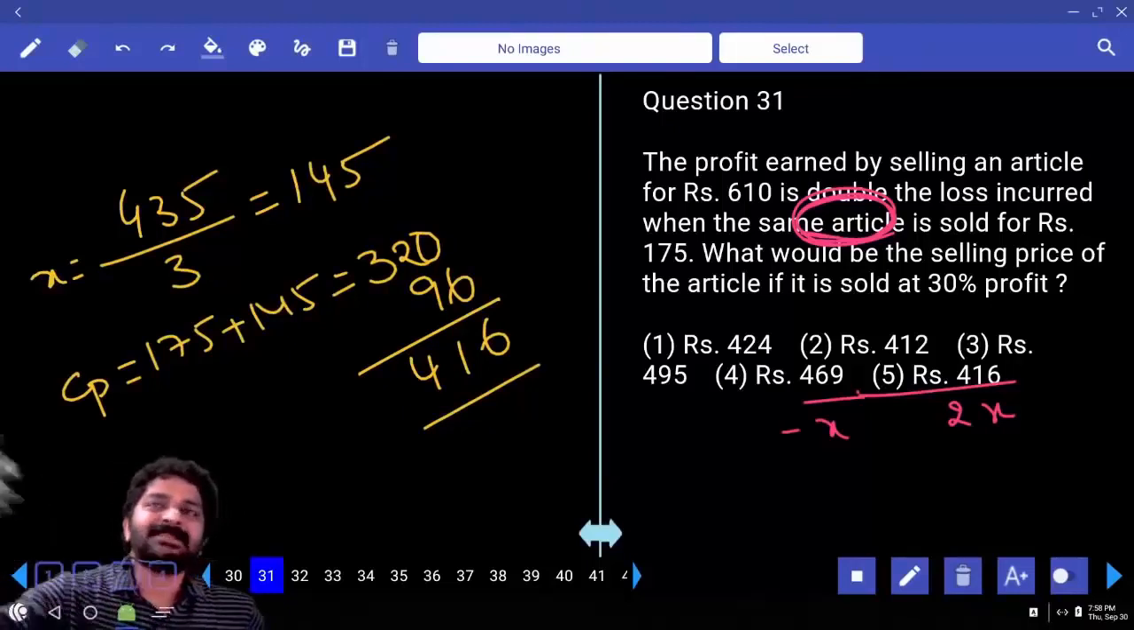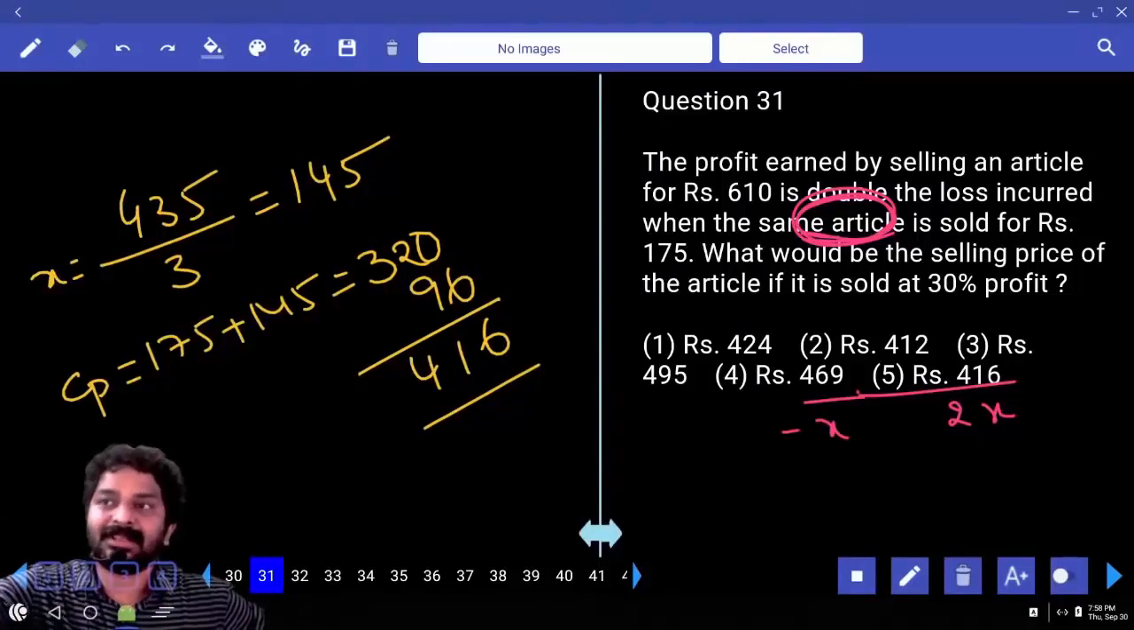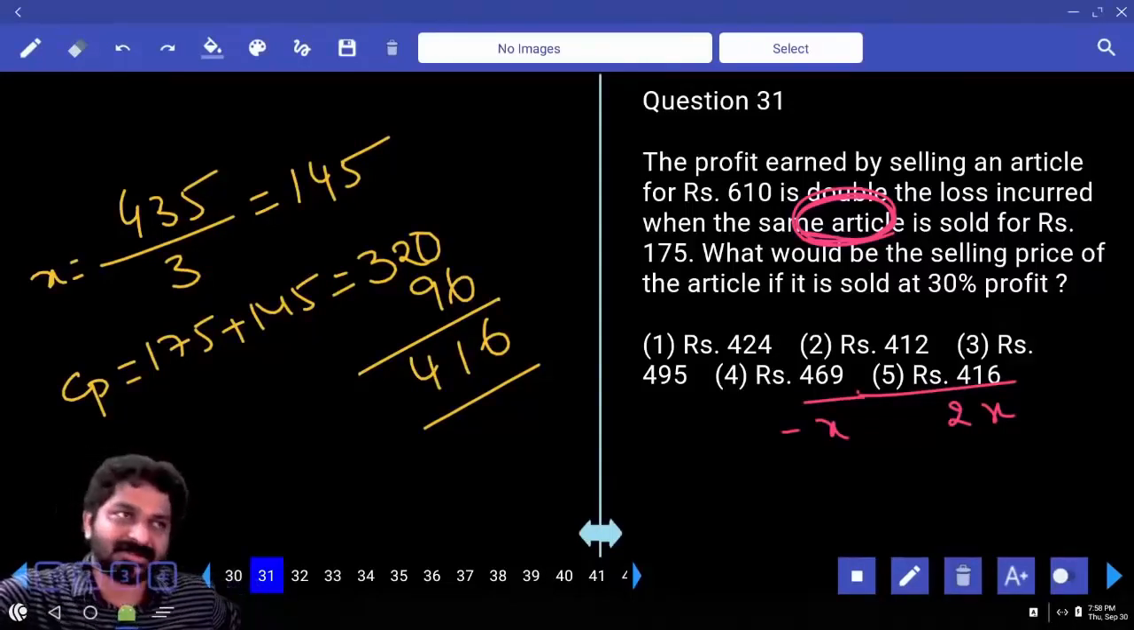If it is 10% profit, we would verify the 11 multiplication rule. Right? 30% profit means it has to become 130%, so it should be a multiple of 13. If you are comfortable with the 13 multiplication table, you can go and verify in the options.